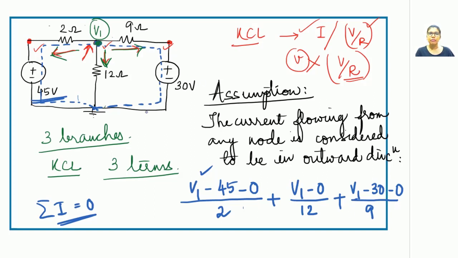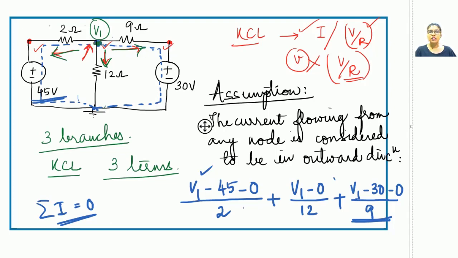This is the term that represents the branch current for this entire branch. And let me make one thing very clear, that this V by R represents the branch current. So this branch current is for this particular branch starting from V1 and ending at the zero potential. Do not assume that this is the branch current starting from V1 and ending right after 9 ohms.